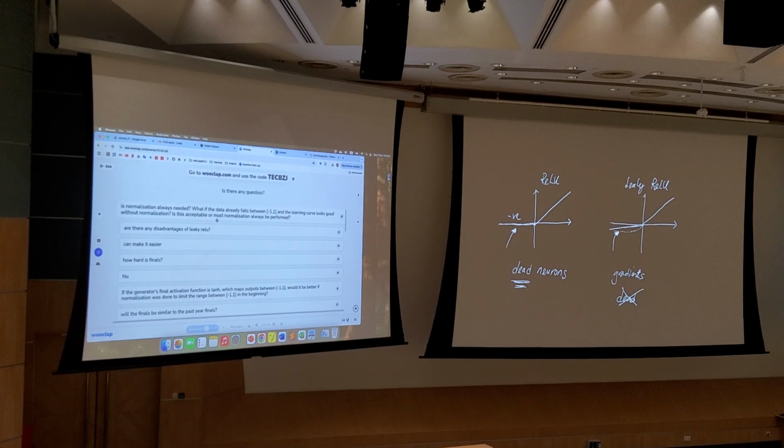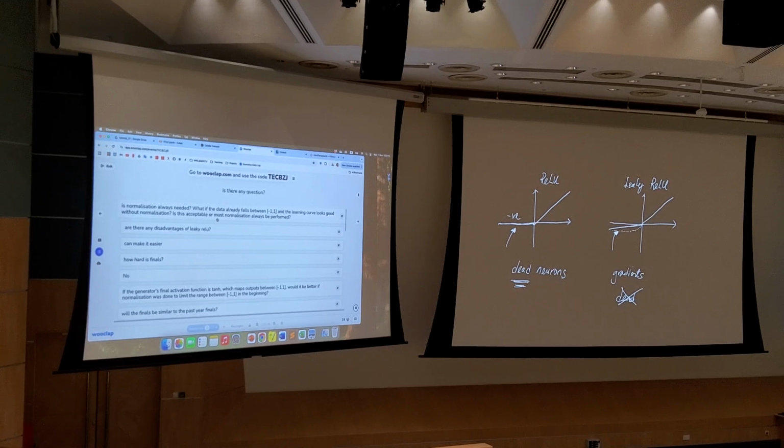Is normalization always needed? What if the data already falls between -1 and 1? If the data already falls between -1 and 1, then you don't need normalization. So we need normalization when the data has a large range, from 0 to 255 or from 0 to 1000. Typically you need to do some experiments to check whether normalization helps. It usually helps, so we usually do normalization.